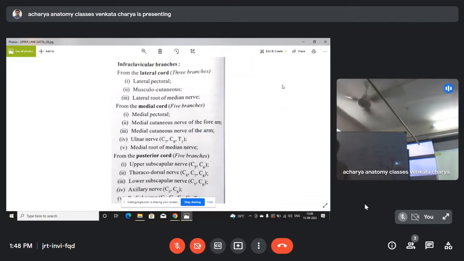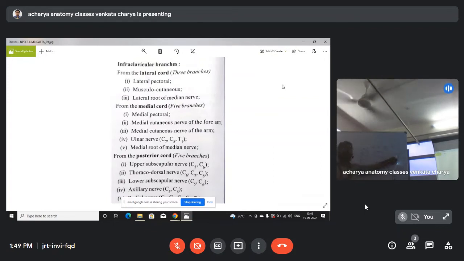So in the upper limb, the 10 marks questions are the ulnar nerve, radial nerve and median nerve. The median nerve is formed by the lateral root of median nerve and the medial root of median nerve, which both unite to form the median nerve. Median nerve is a 10 marks question.